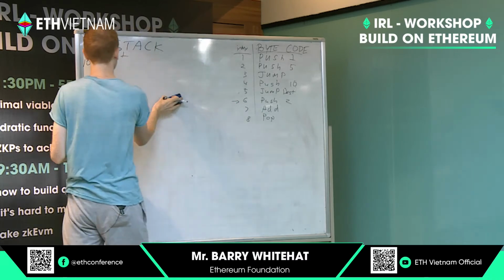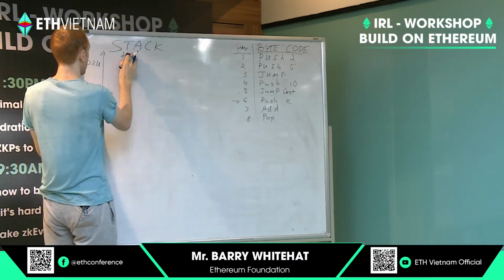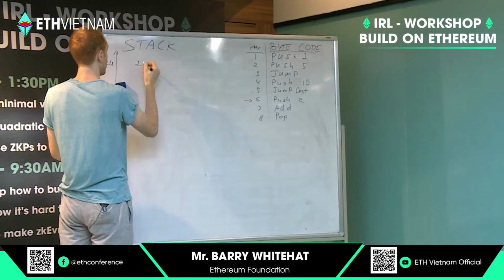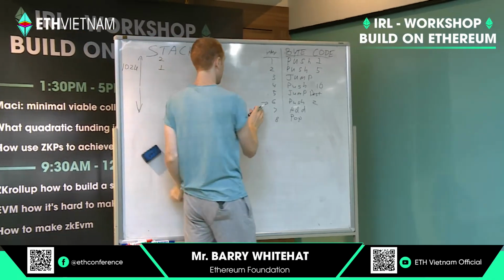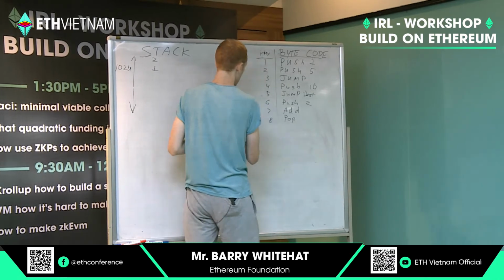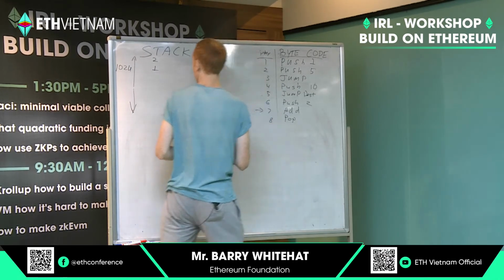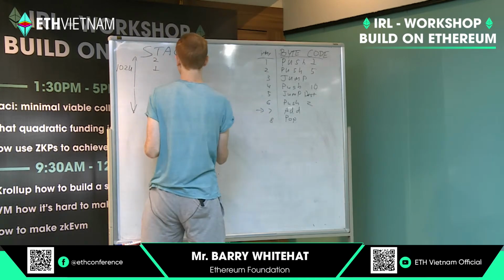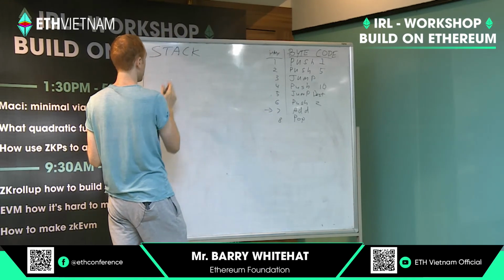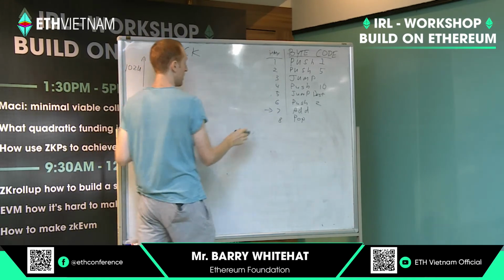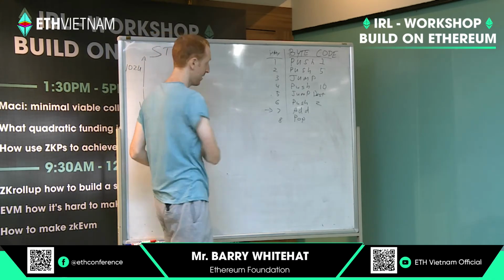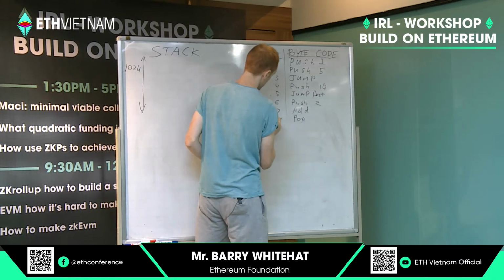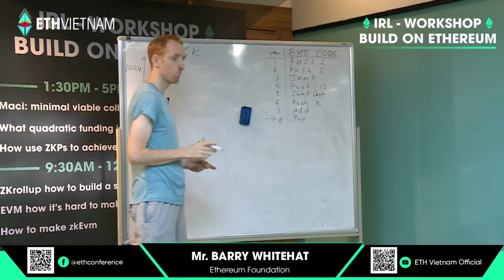Let's move to here. Push 2. Okay, we got to push 2, which means we got to take 1 and move it down. 1 goes here, 2 goes here. So we're filling up our stack. Let's go to the next opcode. Let's go to add. So we take 2 elements off the stack, we add them together and we put the result on the stack. So that's 3. And then we do a pop. We take 3 off the stack, and then we're done.